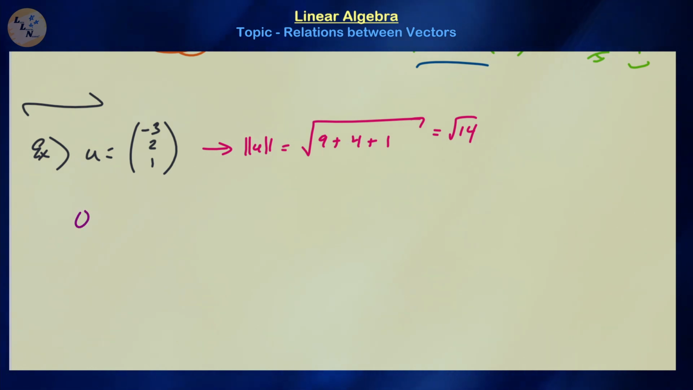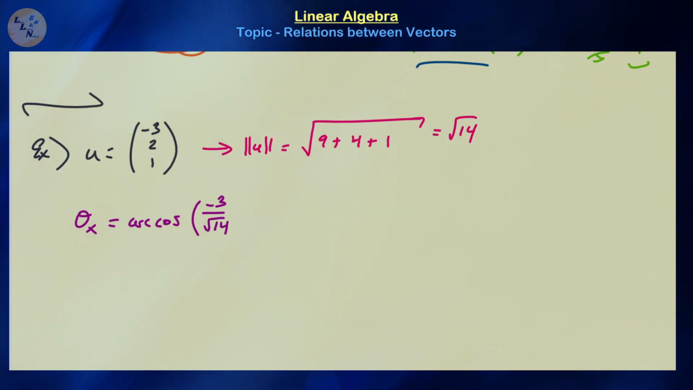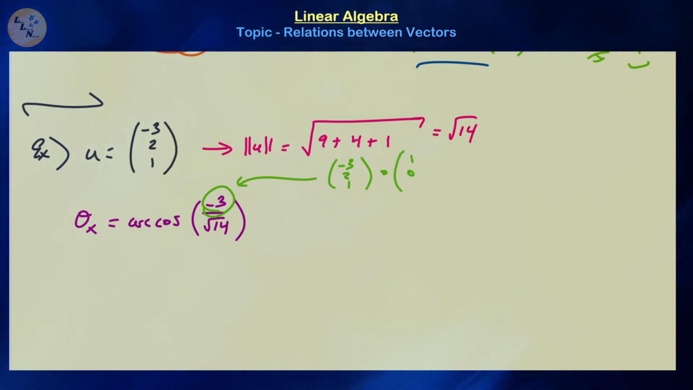So what is the x angle? That's going to be equal to the arc cosine of -3 divided by the square root of 14. Where is this -3 coming from? It's coming from the dot product of (-3, 2, 1) with the x identity vector, which is (1, 0, 0).